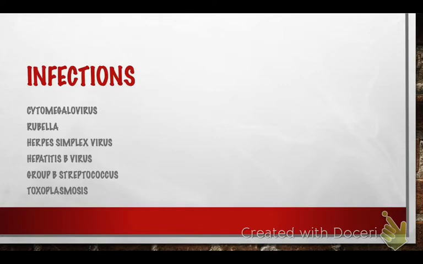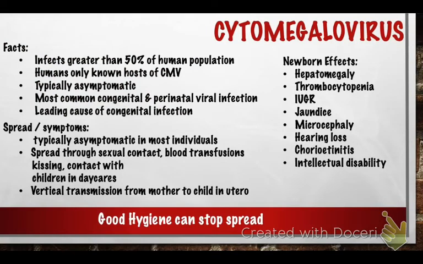So now we talk about infections. We're going to discuss infections that can affect the outcome of the pregnancy. These will include cytomegalovirus, rubella, herpes simplex virus, hepatitis B, group B strep, and toxoplasmosis. Okay, so we're going to talk about cytomegalovirus first.